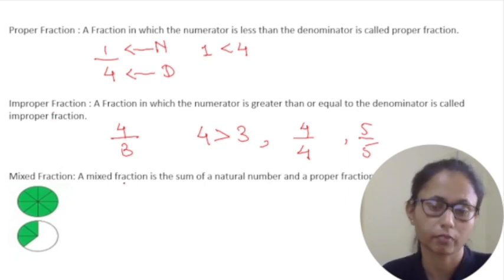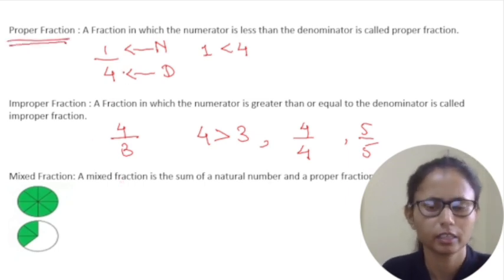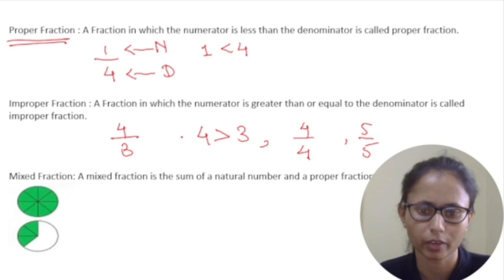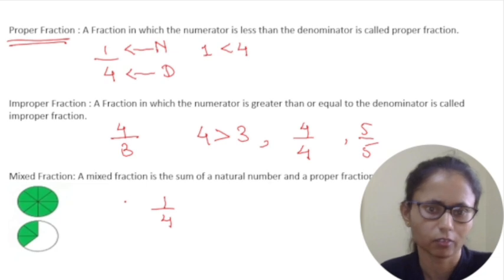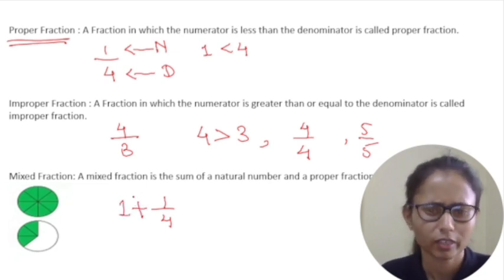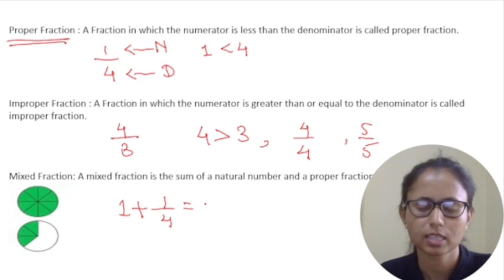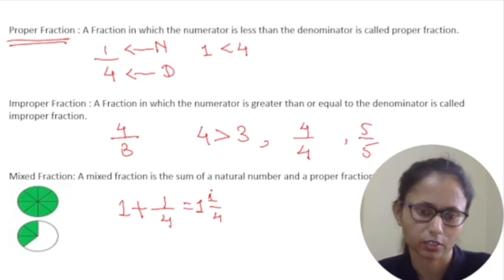There is one more type of fraction. It is a mixed fraction. If we take a proper fraction, here we can take 1 by 4 or any other proper fraction. Let's take the same 1 by 4 and one natural number. Let's take our first natural number 1. So 1 plus 1 by 4, if we add, we can just ignore this plus sign and write it like this: 1, 1 by 4. So the meaning of this is also 1 plus 1 by 4. This is a way of writing. So this is a mixed fraction.